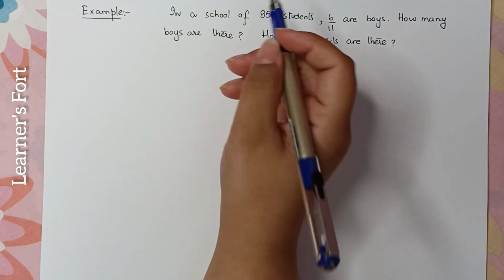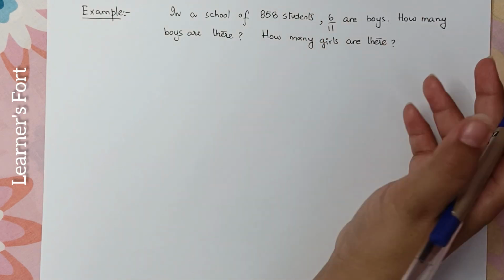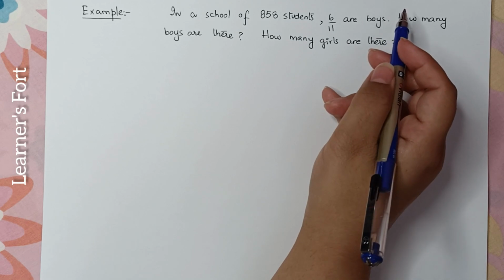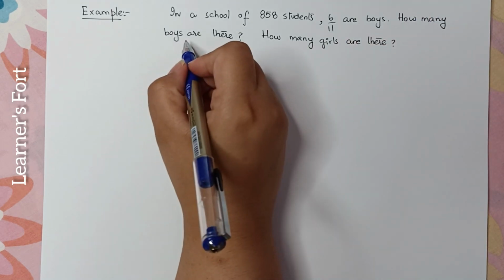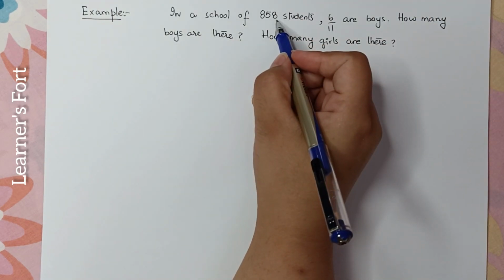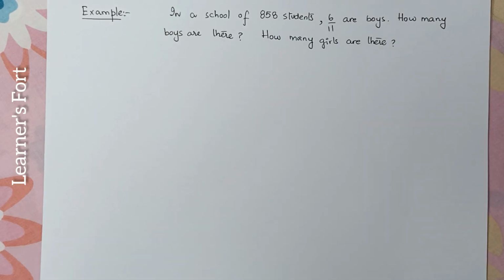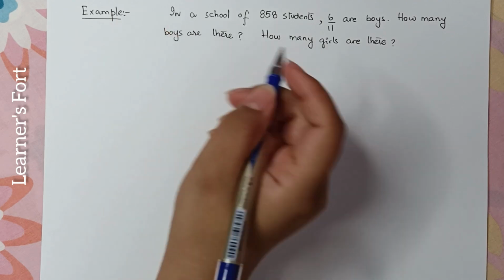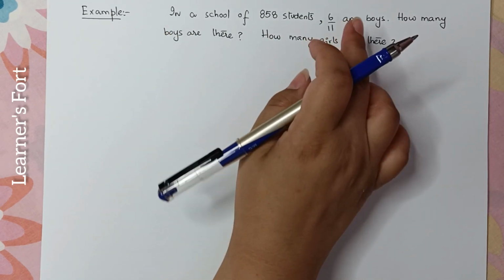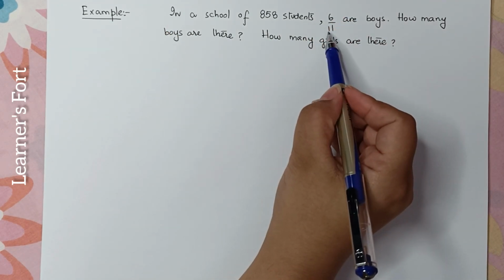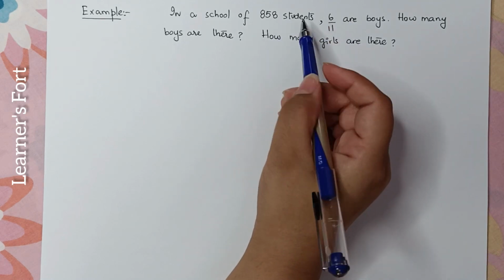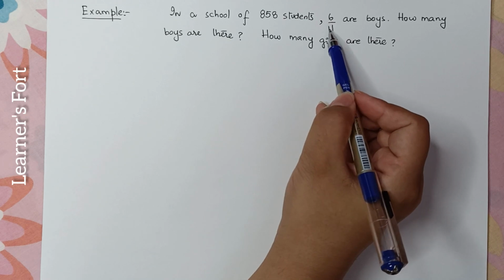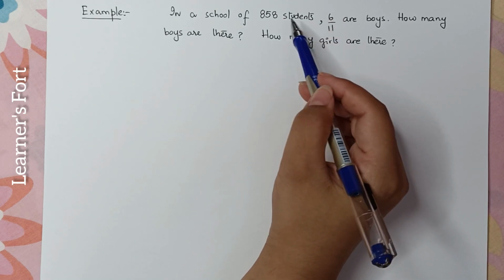Here you can see that we have been given the total number of students, out of which they have been given a fraction which are boys. So we have to find out the number of boys out of 858 students, and then we have to find the number of girls. So how are we going to do that? We know that the total number of students is 858, and the fraction out of it is 6 upon 11. How many boys are there? 6 upon 11 of 858.